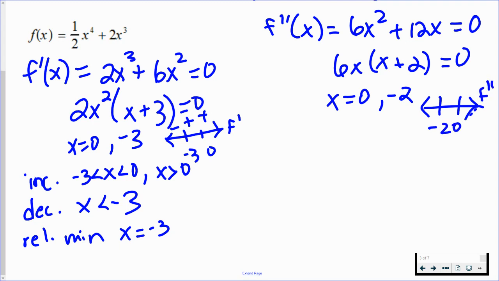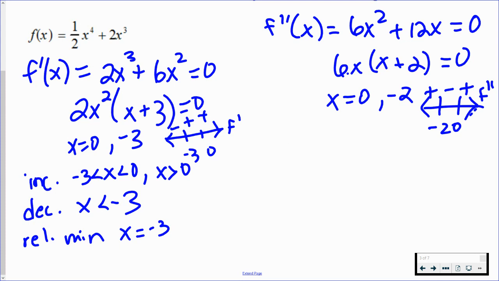For the second derivative, something to the left of negative 2 would be negative 3. If we plug that in, we're going to have a negative times a negative, which is a positive. Between negative 2 and 0 would be negative 1. If we plug that in, we're going to have a negative times a positive, which is a negative. And then something to the right of 0 could be 1. If we plug that in, we're going to have a positive times a positive, which is a positive.